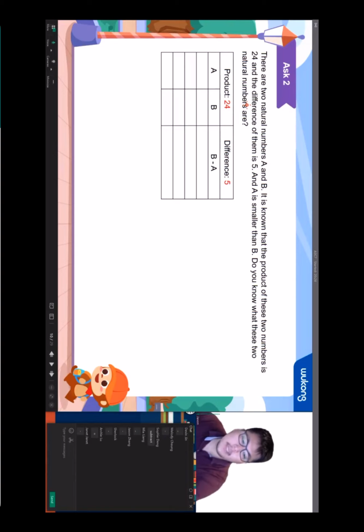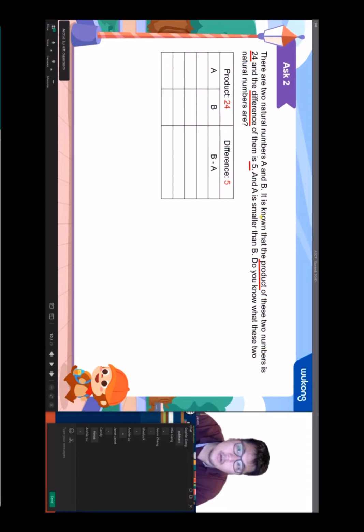All right, so now let's have a look at this one, guys. There are 2 natural numbers, A and B. It is known that the product of these 2 numbers is 24, and the difference is 5. Now, really, really important thing here, everybody. A is smaller than B. So, all right, so we need to make a list. So product is times and difference is minus.